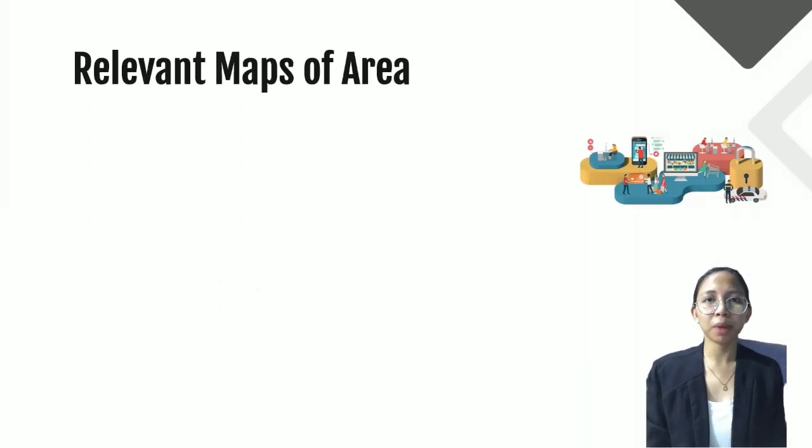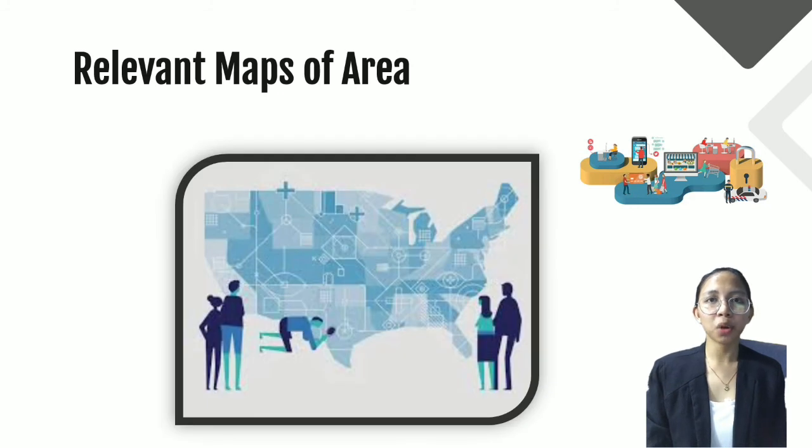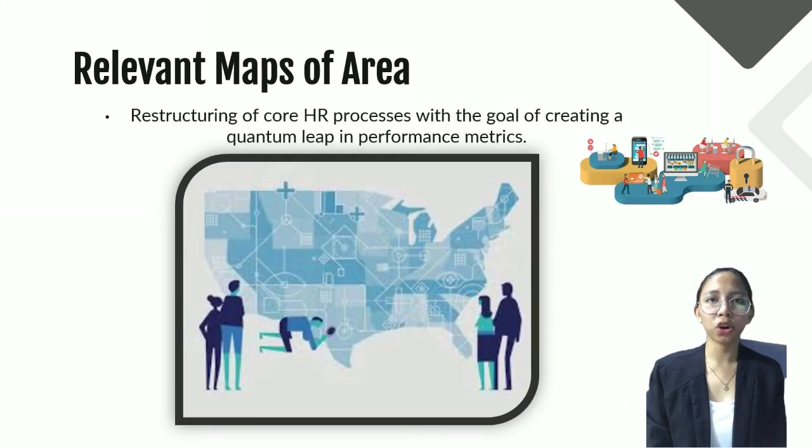Next is relevant maps of the area. HR process mapping is the restructuring of core HR processes with the goal of creating a quantum leap in performance metrics, including return on investment, cost savings, time efficiency benefits, and service quality.